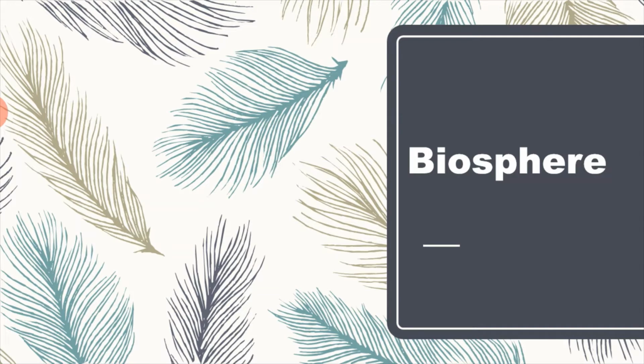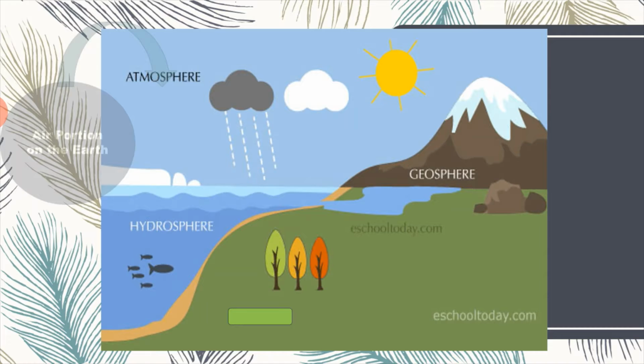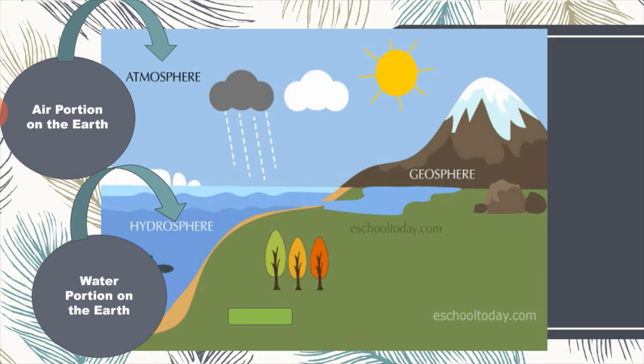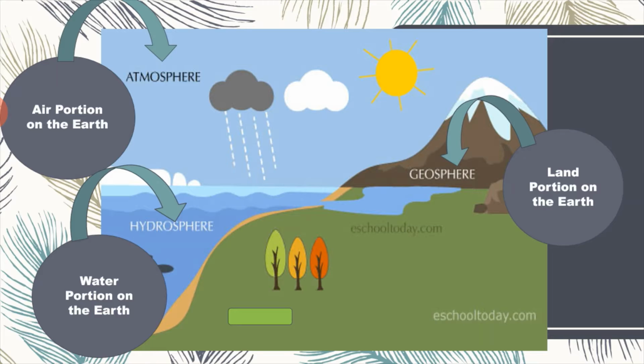Okay, the first one is the atmosphere. It means the area covered by air. Okay, we call it atmosphere. Then the second one, the domain of water, we call it hydrosphere. And the third one, the land portion on the earth, we call it geosphere, or lithosphere.